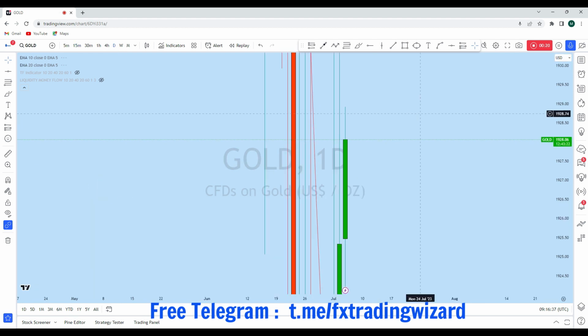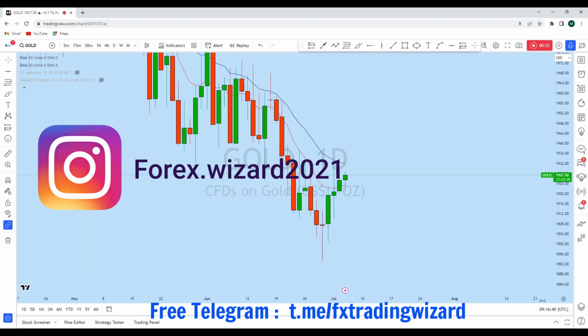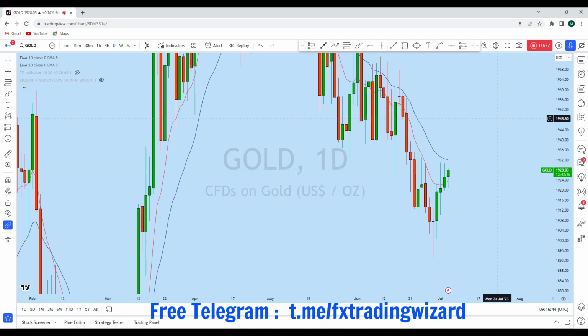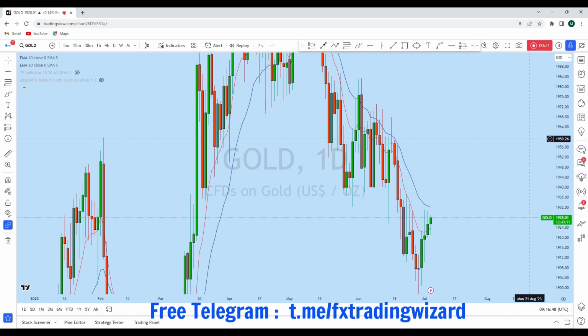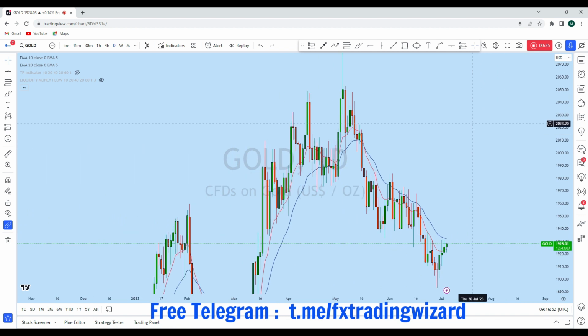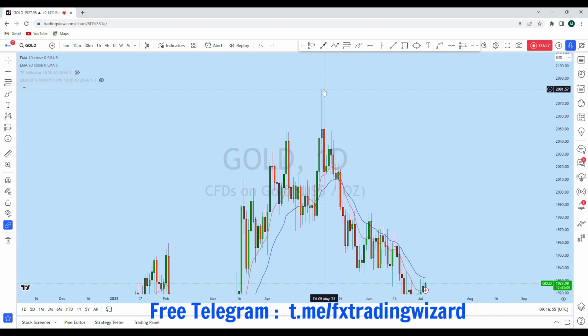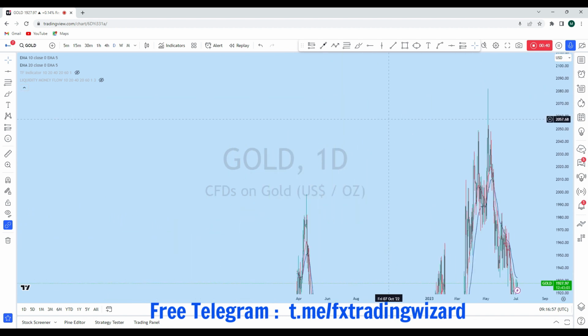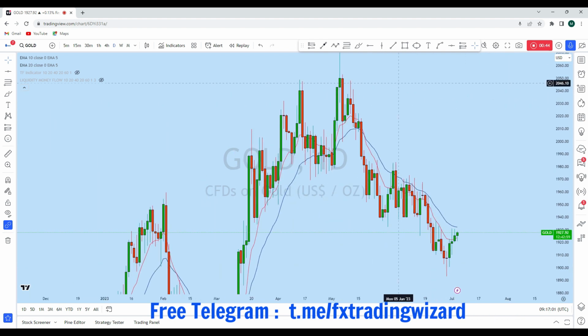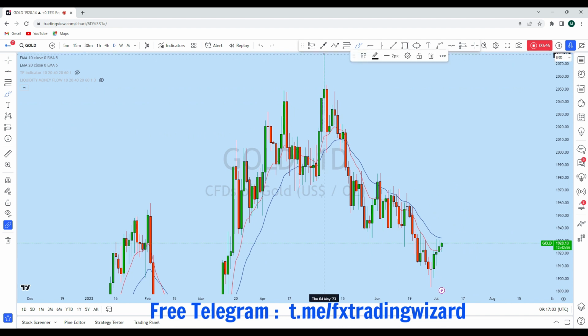Looking at the daily time frame, first of all, we see that gold is in a long-term bearish market, currently going up for a deeper pullback. If we analyze this market from the daily perspective, we can see that after the rejection from this very important level, this all-time high price, gold had a massive rejection.